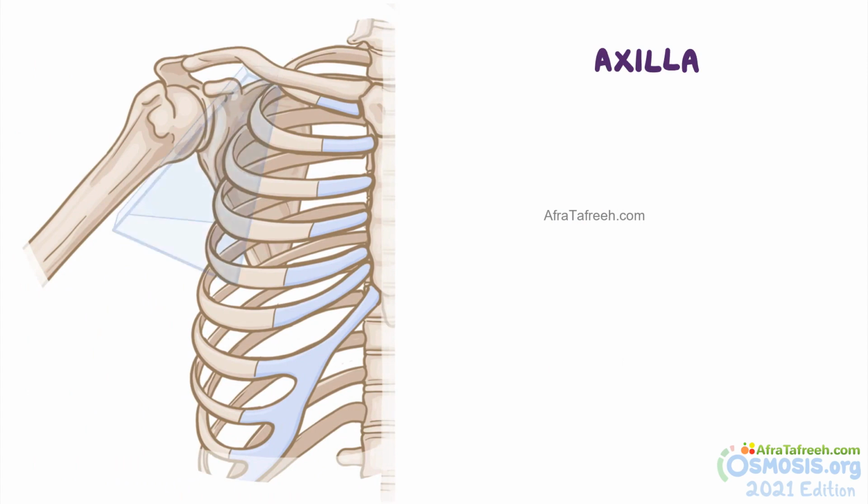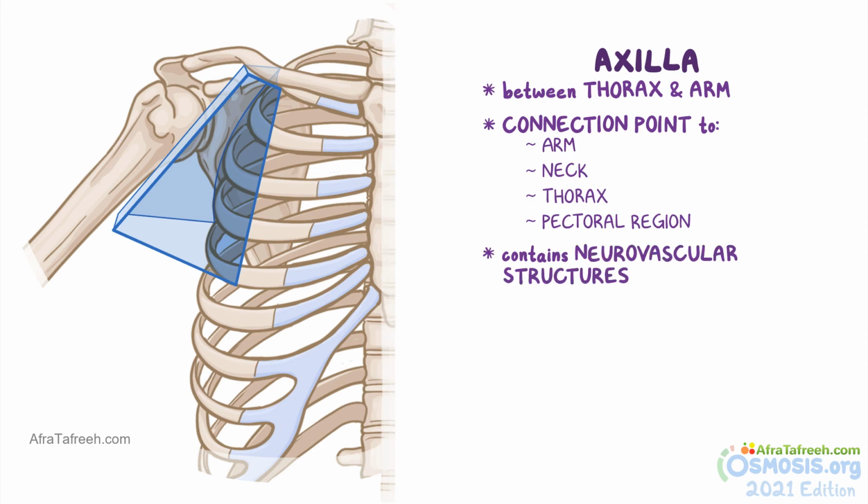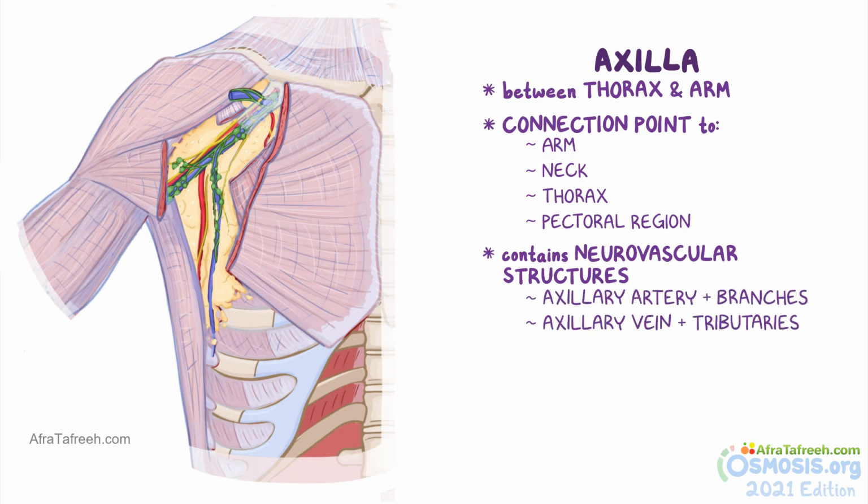Alright, as a quick recap, the axilla is a pyramid-shaped space that lies between the thorax and the arm, and serves as a connection point between the arm, neck, thorax, and pectoral regions. It contains a number of neurovascular structures that are embedded in a fatty matrix, including the 3 parts of the axillary artery and their branches, the axillary vein and its tributaries, and the 5 groups of axillary lymph nodes.